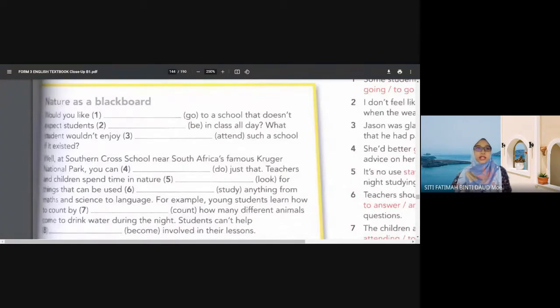Please do J right now. Nature as a blackboard. Is it the same for the textbook? Nature as a blackboard. Yes, nature as a blackboard.